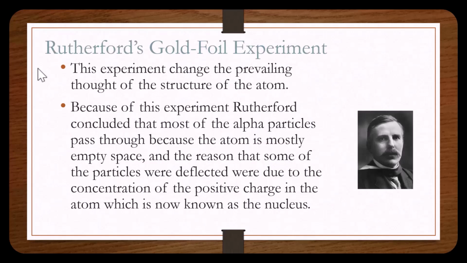Rutherford's gold foil experiment. This experiment changed the prevailing thought of the structure of an atom. Because of this experiment, Rutherford concluded that most of the alpha particles pass through because the atom is mostly empty space, and the reason that some of the particles were deflected was due to the concentration of the positive charges in the atom, which is now known today as the nucleus. The nucleus makes up a very small portion of the structure of an atom.